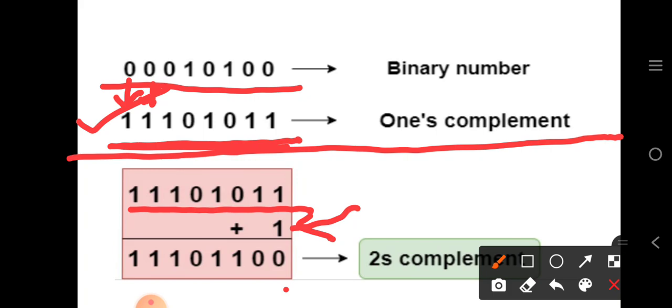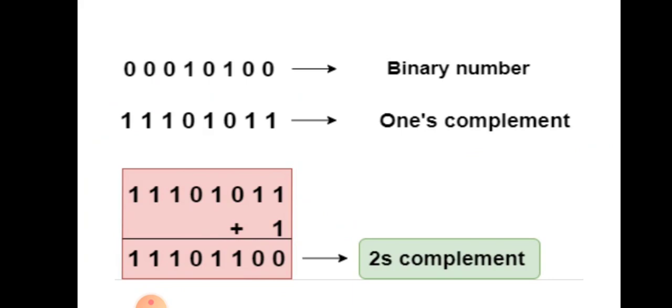How we get this? Adding the last bit, that is 1 plus 1, it will give 0 with carry 1. Again 1 plus 1 is 0 with carry 1. Again 0 plus 1 is 1. Now 1 plus 0 is 1. 0 plus 0 is 0. 1 plus 0 is 1. 1 plus 0 is 1. 1 plus 0 is 1. So this is the 2's complement.